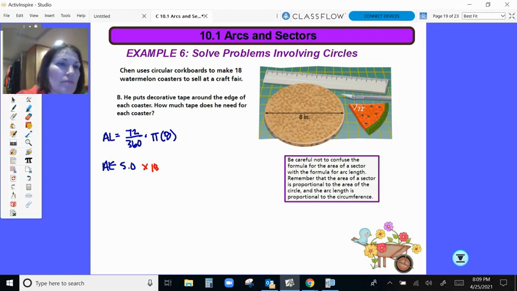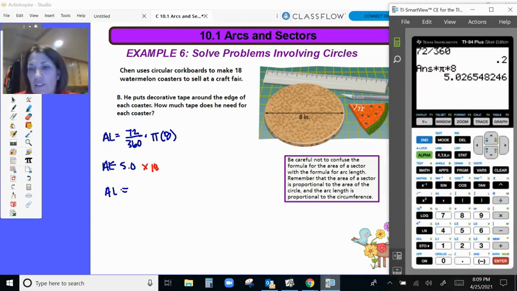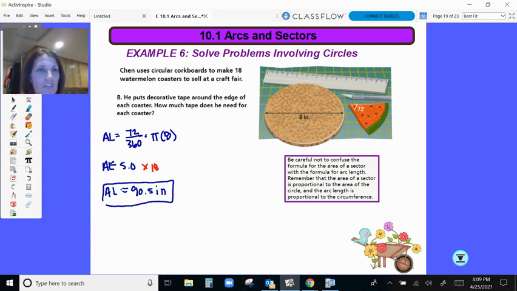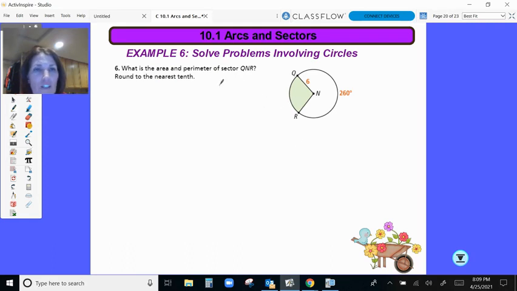So my total, the ones that I need, are going to be 18 times 5, which is about 90.5. 90.5 inches is what he'll need to make sure he has all of the edges covered for all of his little watermelons. Okay? So make sure you keep the difference between the area versus my length, which is my circumference around.